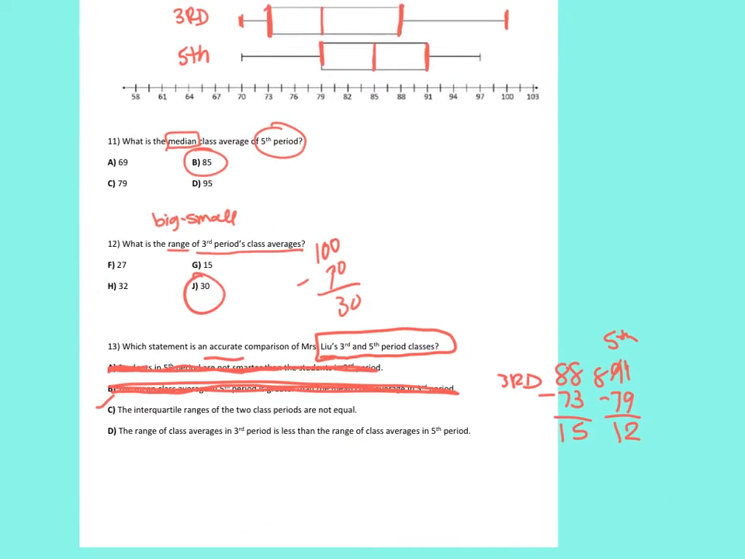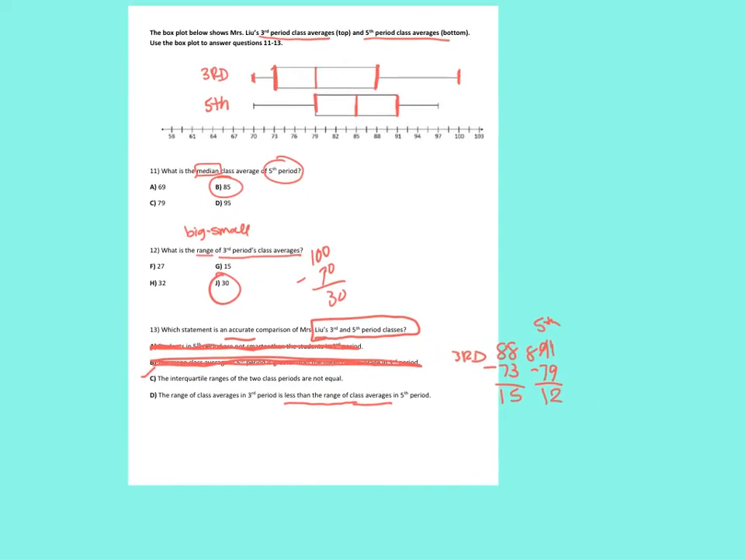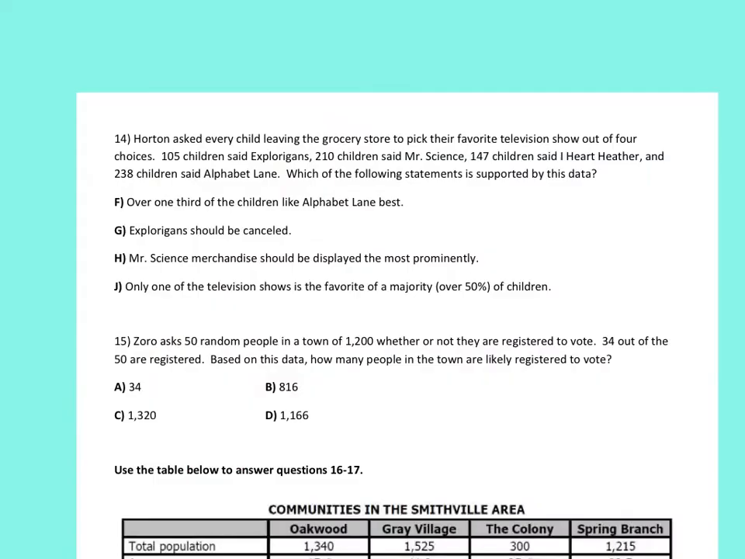Or D, the range of class averages in third period is less than the range of class averages in fifth period. So what was the range of third period? It was 30, right? Fifth period would be 97 minus 70, which is 27. So that's not true. It's got to be C. Okay, 14.